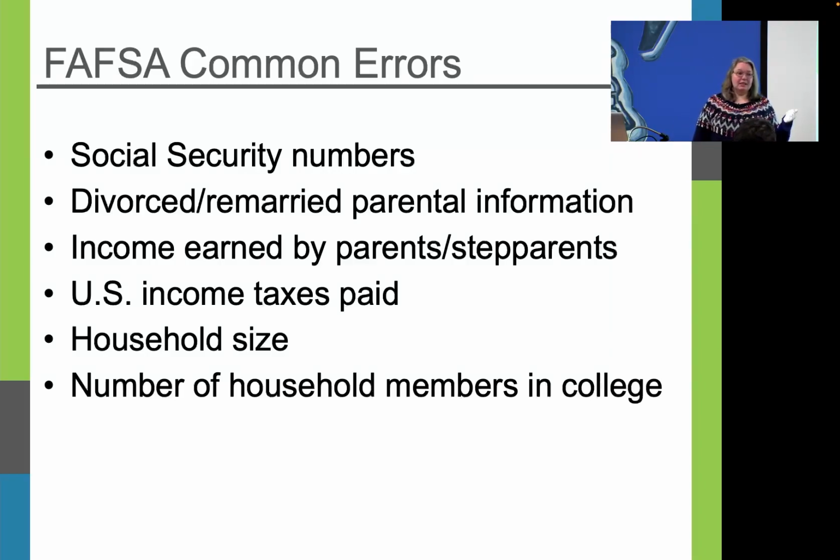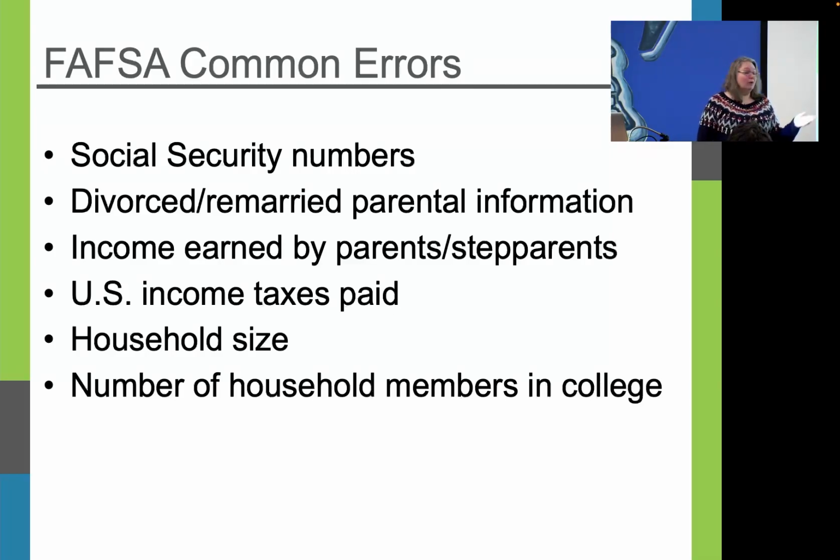Household size is another issue. A lot of times people, especially if you have siblings that are away at college or older siblings that still live at home, are unsure. The definitions are on the FAFSA, and if you're not sure whether or not to include somebody in the family or in the household, contact our office and we can help you work through that.